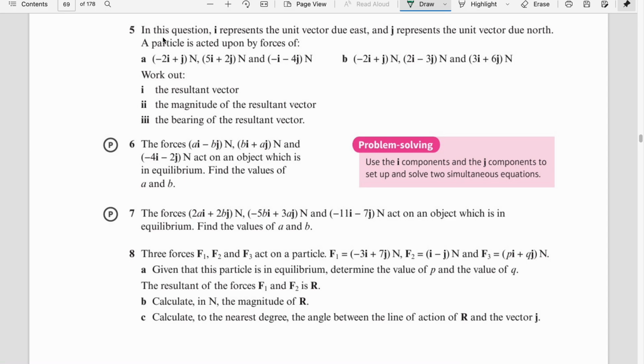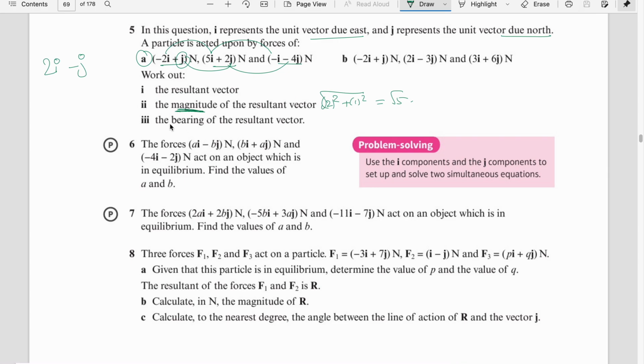Question number 5. In this question, i represents the vector due east, j represents the vector due north. A particle is acted upon by forces 1, 2 and 3, forces are shown. For part a, work out the resultant. We simply add them. Minus 2 and 5 is 3, 3 minus 1 is 2i. For j, j plus 2j is 3, 3 minus 4 is minus 1, so minus 1. So this is the resultant vector. Then the magnitude, simply apply Pythagoras theorem. 2 squared plus 1 squared, whole square root, is square root 5.